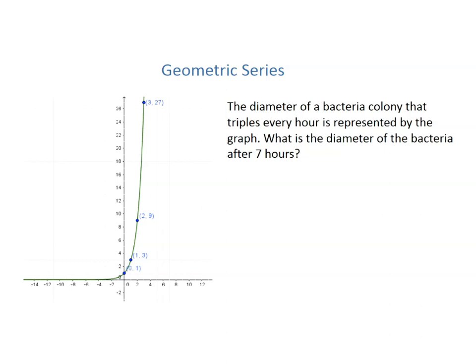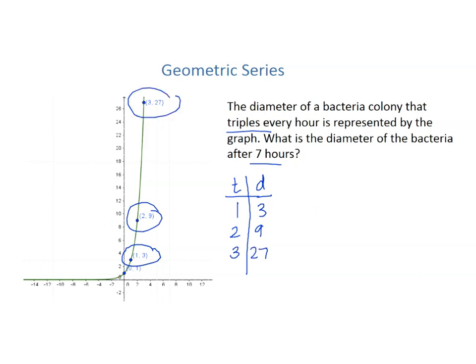Let's look at one more. The diameter of a bacteria colony that triples every hour is represented by the graph. What's the diameter of the bacteria after 7 hours? So I'm going to take these points and put them in a table. So this is my time, and this is my diameter. After 1 hour, the diameter is 3. I got that from this point here. After 2 hours, the diameter is 9. After 3 hours, the diameter is 27.